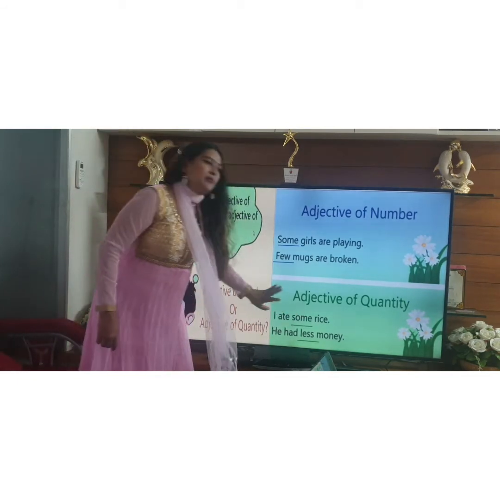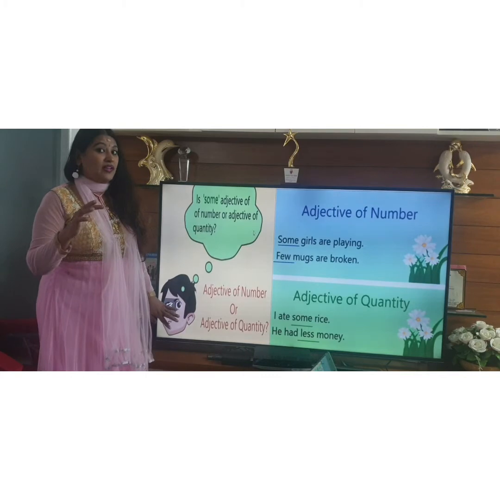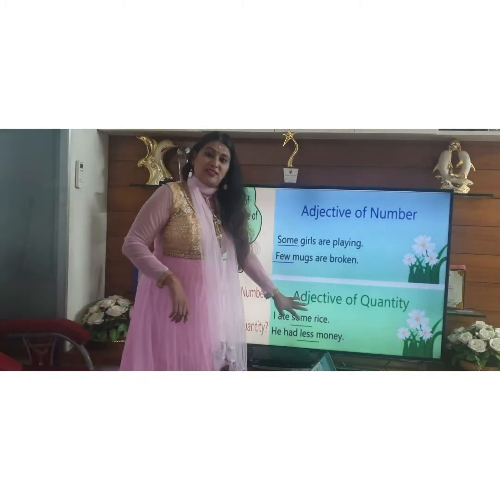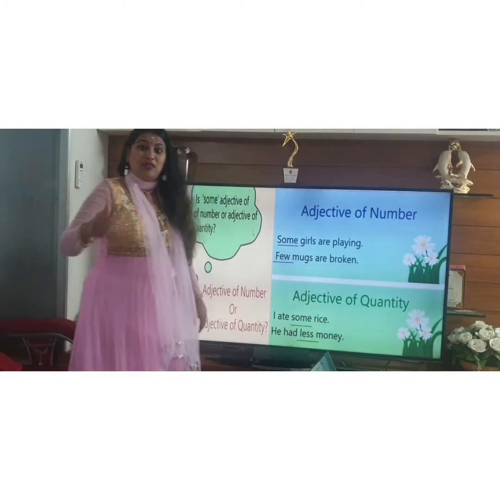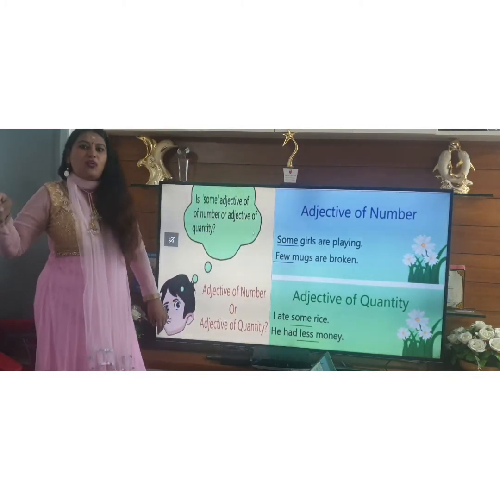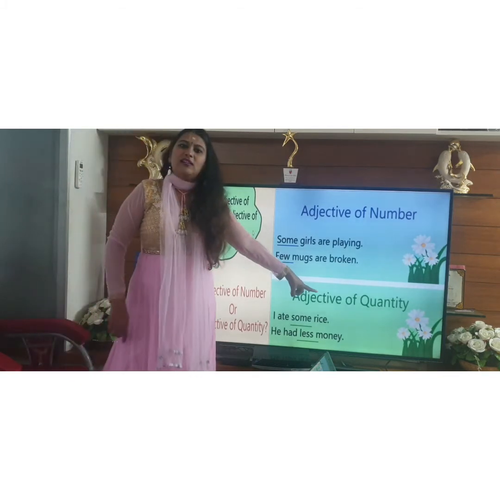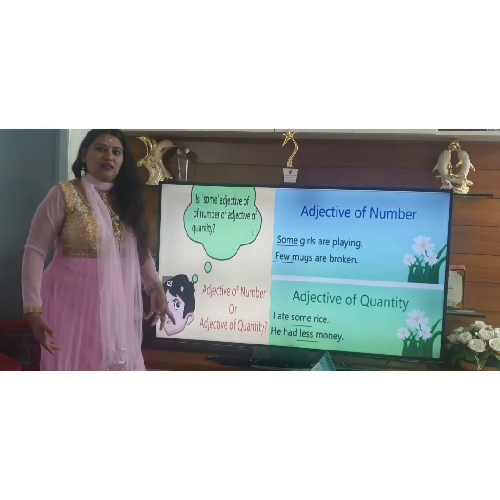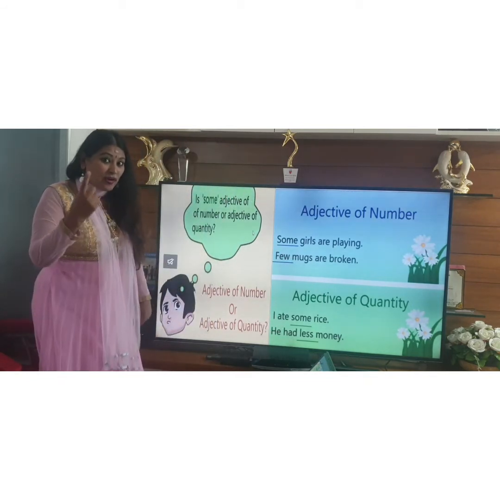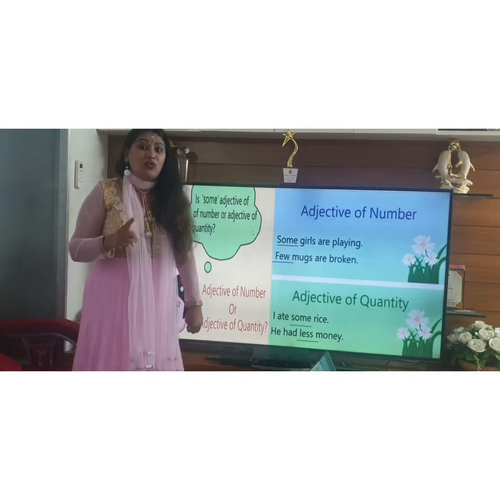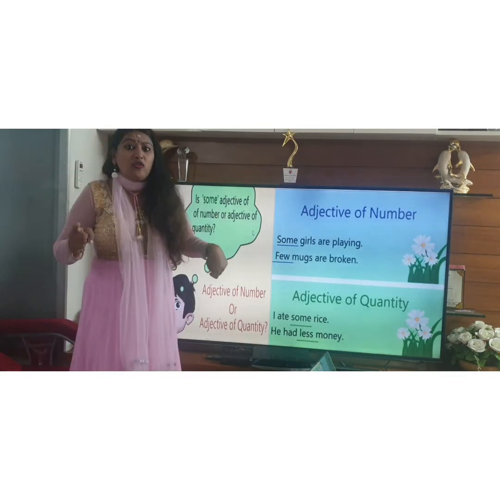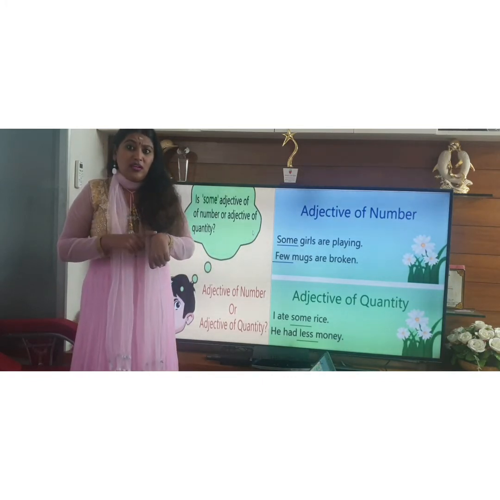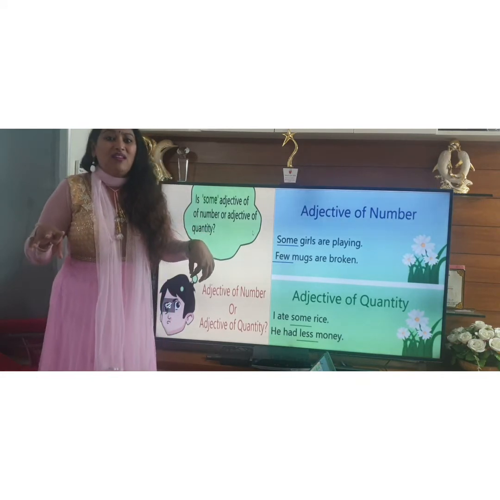Now we are using some again. See, I ate some rice. Again, same thing. You don't count the rice. Did I give you the numerical figure? No, I didn't. So it's some rice. Anything which doesn't give a number, which you cannot count, turns out to be an adjective of quantity. Got it here? See, I had less money. I didn't say I have one money, two money. Money is an uncountable noun. Time is an uncountable noun. Got it? I have sufficient time. I have no time.